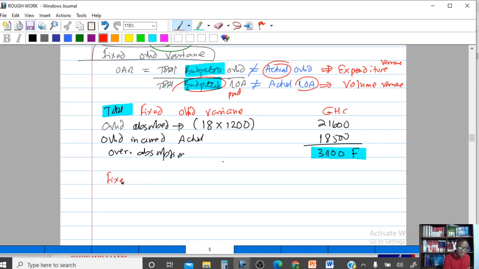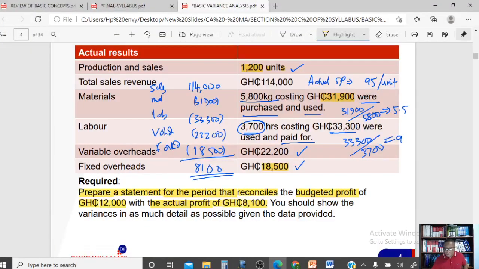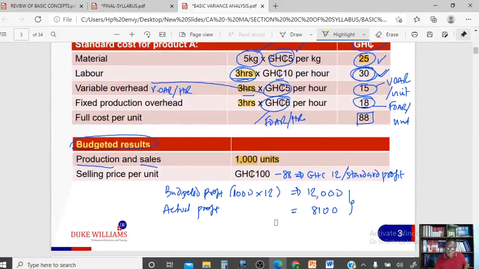So again, the fixed overhead expenditure variance. Very interesting. Now, if you follow what I've just done here, you have the answer. So what I'm going to do is compare budgeted overhead against actual overhead. So nothing strange. I'm going to take budgeted overhead, fixed overhead expenditure. Now, what is the budgeted? For the first time, I'm making use of the 1,000. And for each of them, I meant to have used 18 per unit.